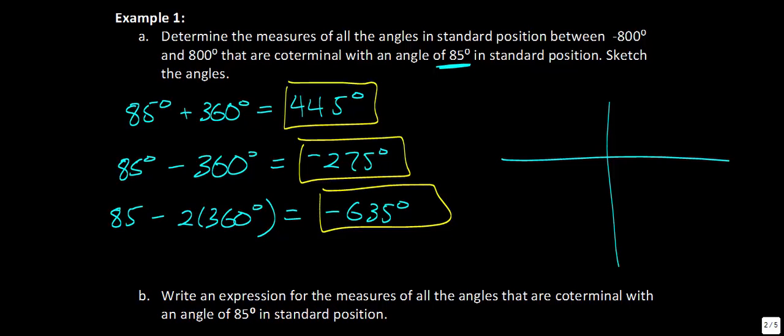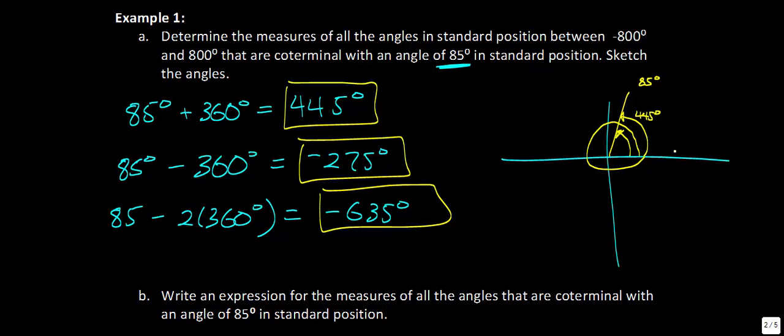Let's put these in standard position. So 85 degrees, of course, is in quadrant number 1. So 85 degrees would be about, let's say, right here. So I'll express that as being 85 degrees. The next one I'll do is 445 degrees. So this would go all the way around to 360, and then we go another 85 degrees, just like so. And so that one would be 445 degrees.